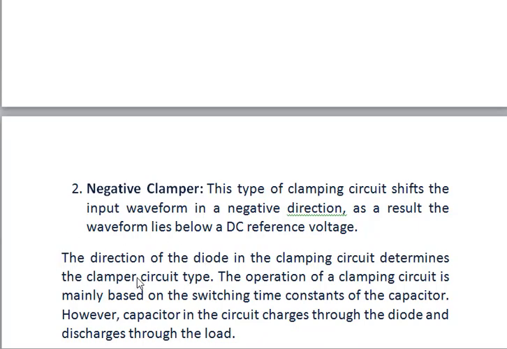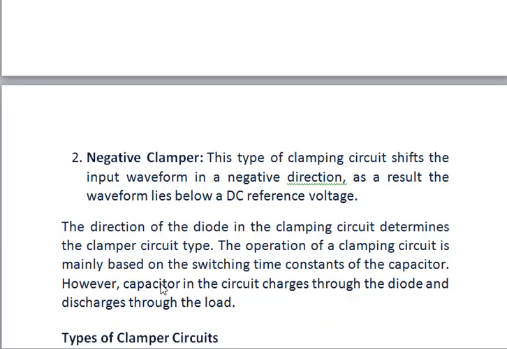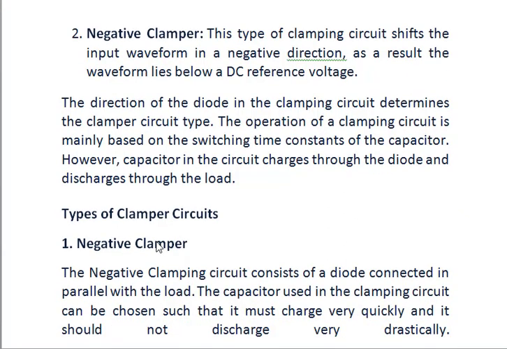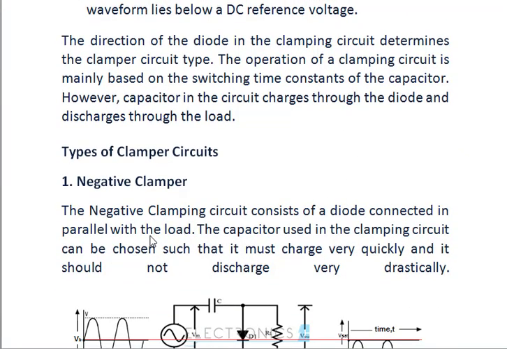So the direction of the diode in the clamping circuit determines the type of the clamper. The operation of the clamping circuit is based on the switching time constants of the capacitor. The capacitor in the circuit charges through the diode and discharges through the load resistor. This time delay decides the shifting. Now the types of clamper circuits. First we will see the negative clamper.